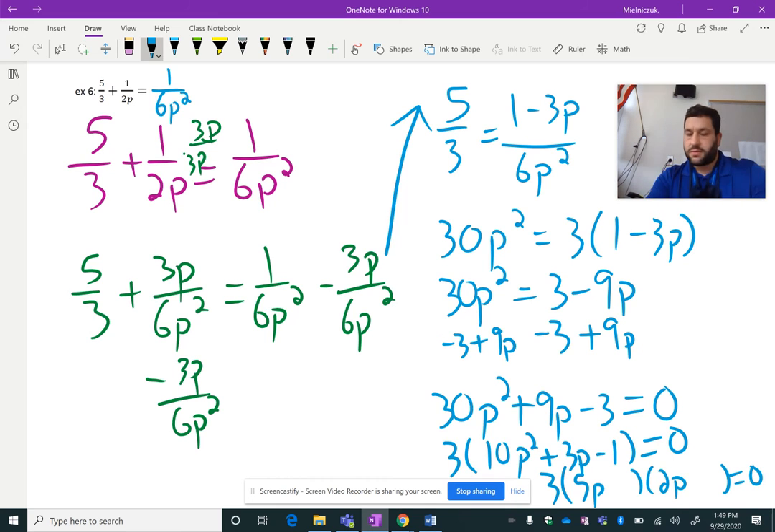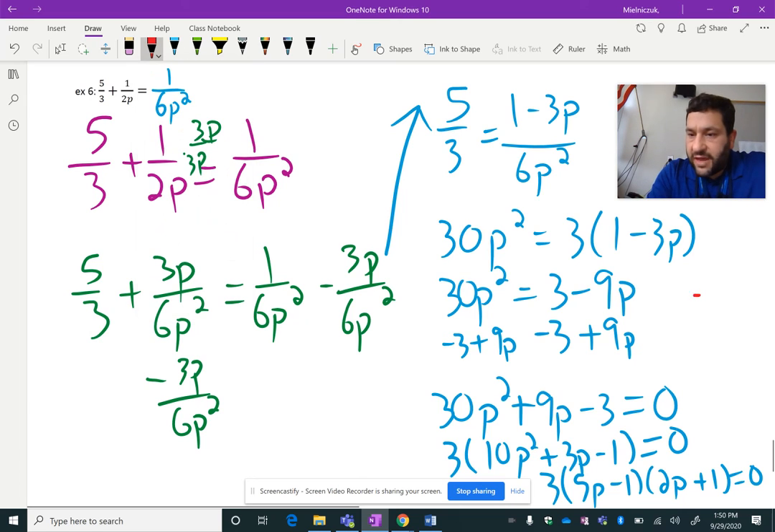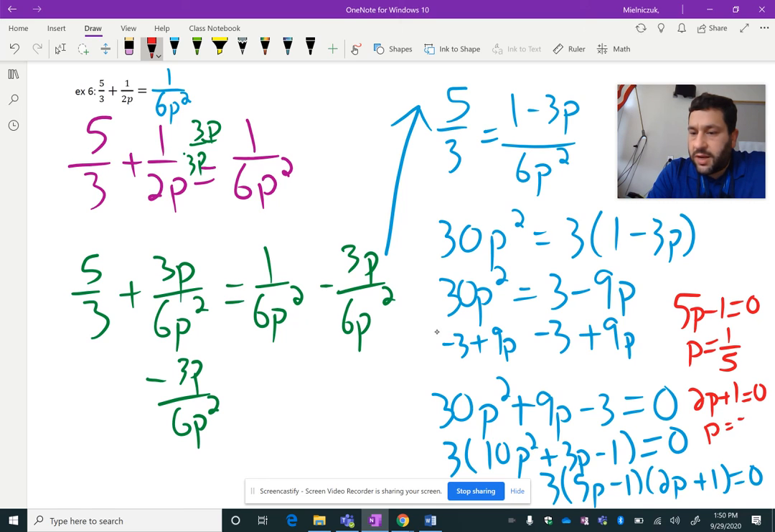Let's think about this. If I make this a +1 and this a -1, does that work? Yeah, that'll work. Okay, so I know we're running out of room here. I'm sorry. So now we can say that 5p minus 1 has to equal 0 when p equals 1/5, and we could say 2p plus 1 equals 0 when p equals -1/2 as our two solutions.